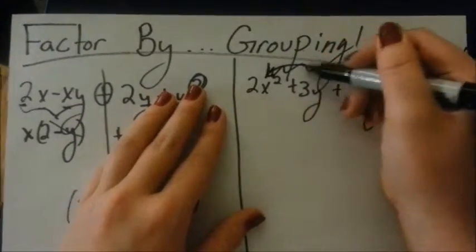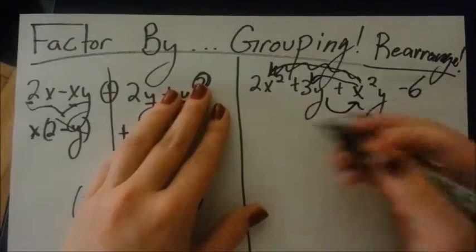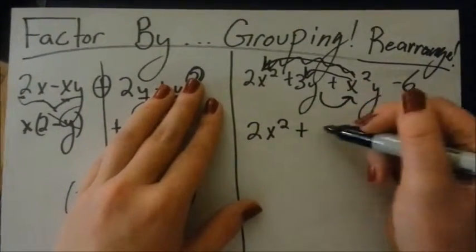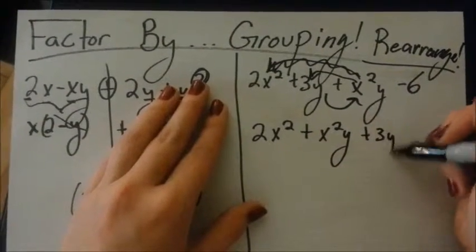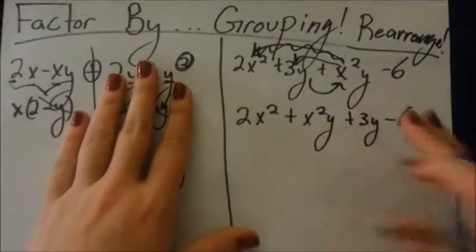Oh, wait. Sorry about that. You're going to take that over there. And you're going to take that over there. Rewrite it. So now you have 2x squared plus x squared y plus 3y minus 6. Now you have it rewritten.